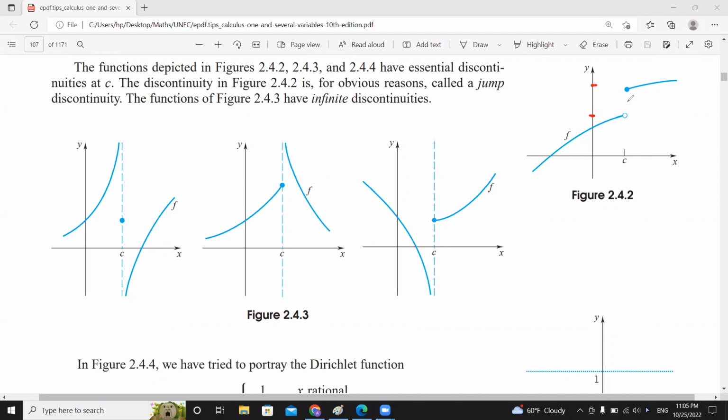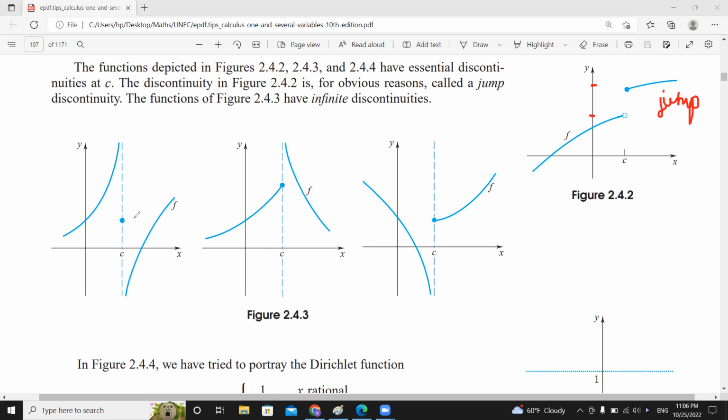Such a discontinuity is an essential discontinuity, but it's a special type of essential discontinuity which we call jump discontinuity. Also, we can have other essential discontinuities. For example, look here at point C. By the way, here the function is defined at C.